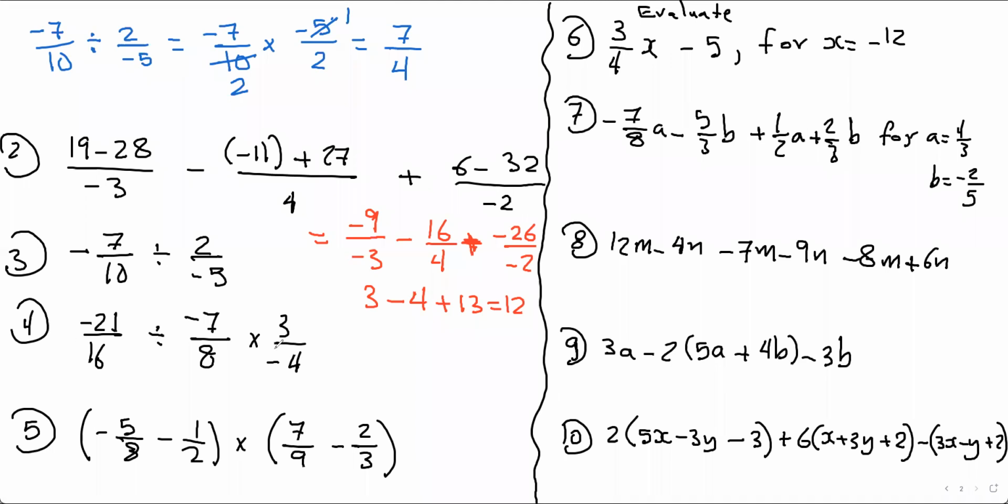Now, how about number 4? Number 4, what you do, you keep the negative 21 over 16. You switch division to multiplication. And you get 8 over negative 7. And you have times 3 over negative 4.